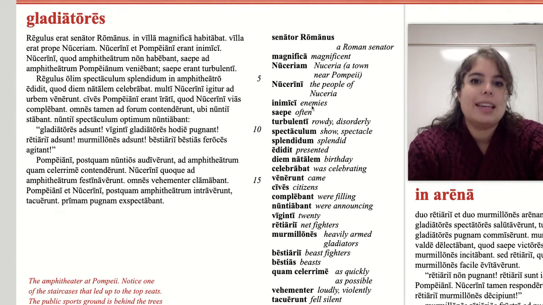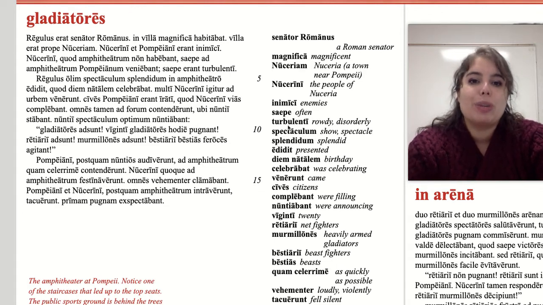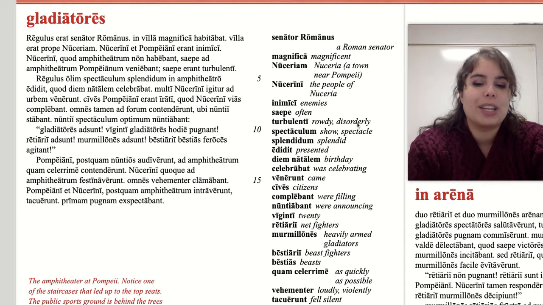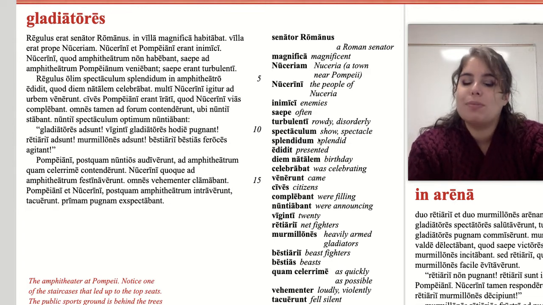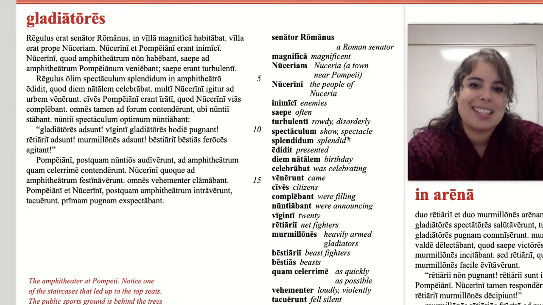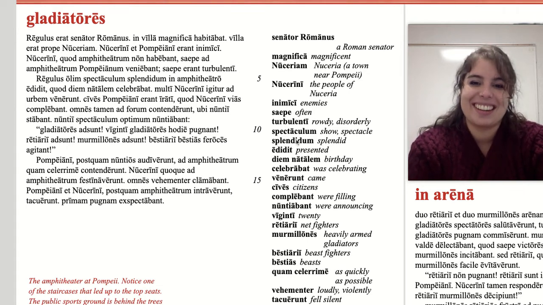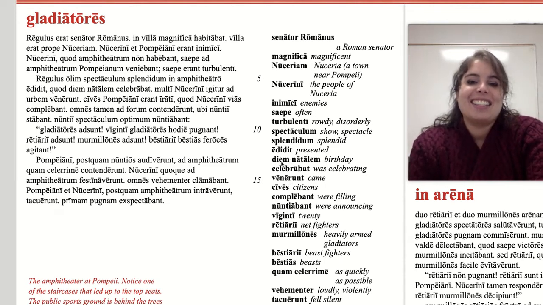Inimici is enemies, another plural. This is a plural ending. Saepe means often. Turbulenti, this is an adjective meaning rowdy or disorderly, so related to our word turbulent. Spectaculum is our word for a show or a spectacle. Splendidum means splendid. You see splendid in there, that's an easy one. Edidit means presented. Diem natalem is birthday. Celebrabat was celebrating, so it's an imperfect verb there, really to celebrate.